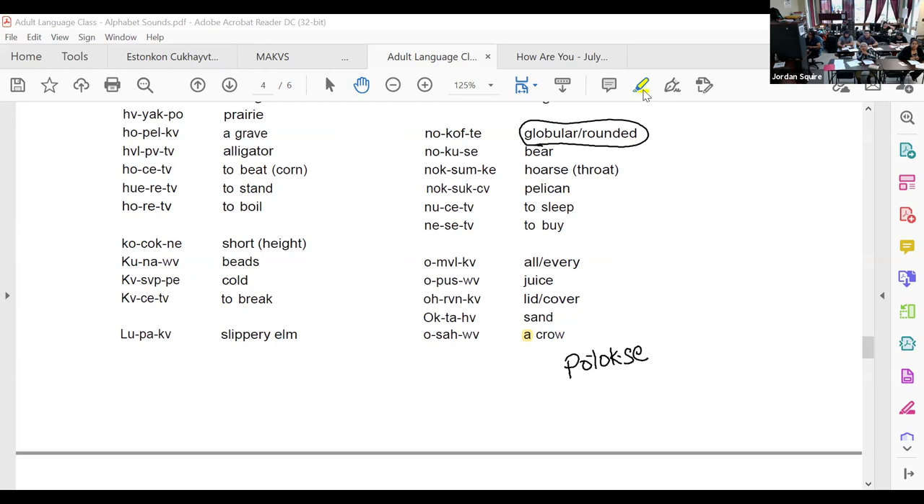Pelican. This is a descriptive word. Sound it out. Nok sukja. And this is descriptive. Nok is short for nokwa, and sukja is a bag. So it's saying neck bag. Neck bag is what it's saying.